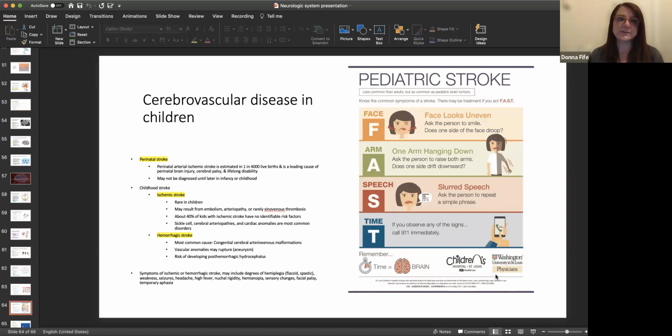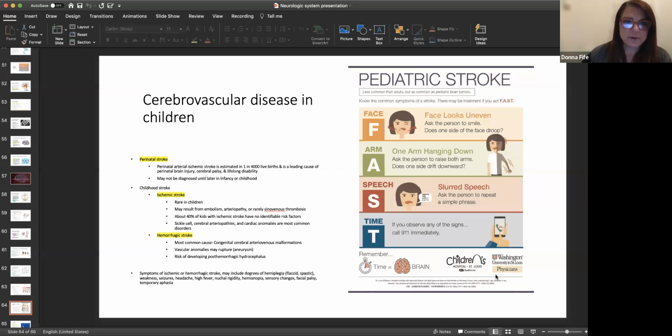Now, cerebrovascular disease can occur in children. There can be a perinatal stroke, and perinatal arterial ischemic stroke is estimated in about 1 in 4,000 live births and is a leading cause of perinatal brain injury, cerebral palsy, and lifelong disability. Now, this may not be diagnosed until later in infancy or in childhood. Childhood ischemic stroke is rare, and may result from embolization, arteriopathy, or rarely a sinovenous thrombosis. About 40% of kids with ischemic stroke have no identifiable risk factor for it.